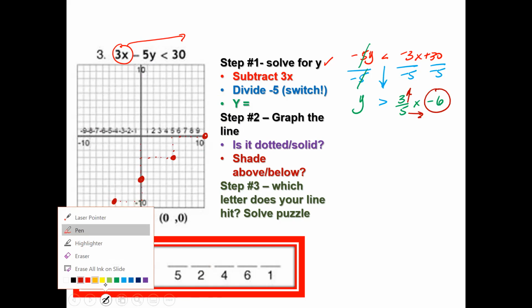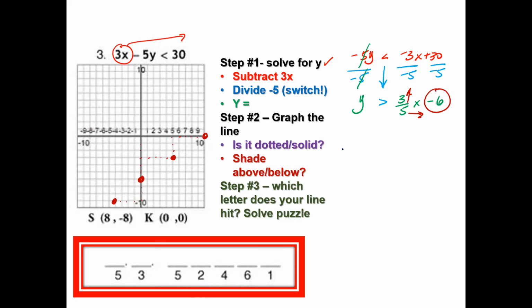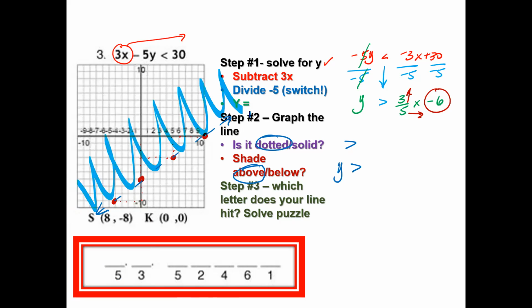And then take a look to see if it's going to be a solid dot or a dotted line. Because there is no equal sign, it is a dotted line, so you're just going to draw little dots in between them. And then do you shade above or below? This is actually eating the letter Y because it's pointing towards the letter Y. So you will be shading above. So grab your highlighter, and we're just going to shade above. And it looks like it's hitting the letter S in this situation for question number 3.